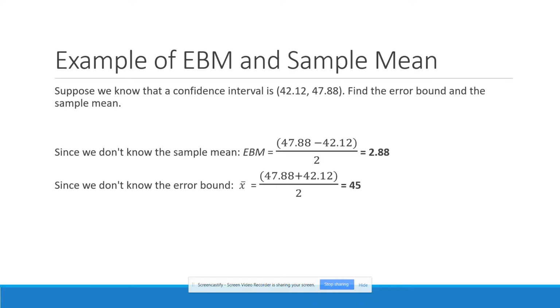So again, here it is in the synopsis. If I have a confidence interval, lower bound is 42.12, upper bound is 47.88. To find the error bound, all I do is I subtract the lowest from the highest, divide by 2, and I get 2.88. And to find the sample mean, I add the 2 values together, divide by 2 to get the sample mean.